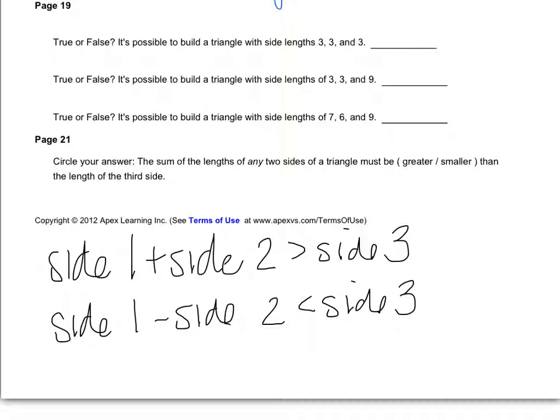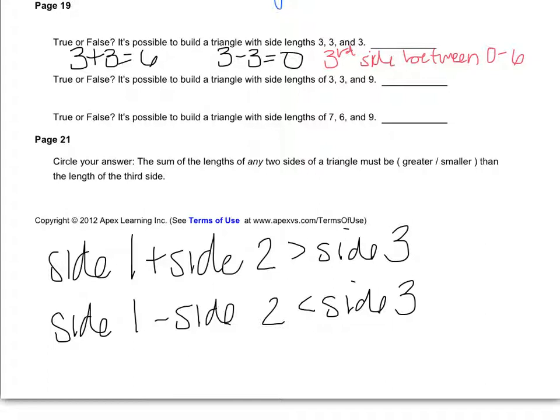So starting with this first one, it says, it is possible to build a triangle with side lengths of 3, 3, and 3. So the first thing I'm going to do is add 3 and 3, and I'm going to get 6. Then I'm going to subtract 3 and 3, and I'm going to get 0. That means my third side has to be between 0 and 6. It can't equal 0 and it can't equal 6, but it has to be between 0 and 6. So as long as this third side is between 0 and 6, we're good. And 3, last time I checked, is between 0 and 6. So yes, this could build a triangle.